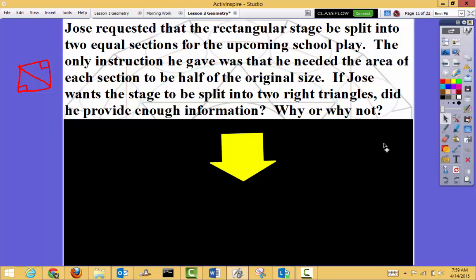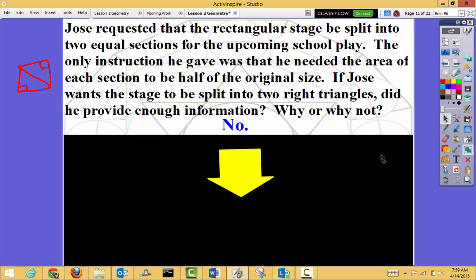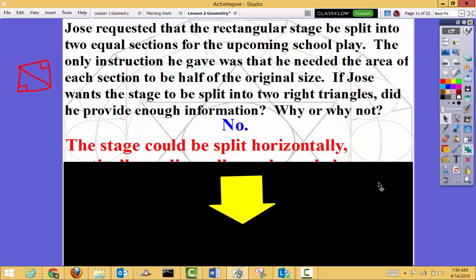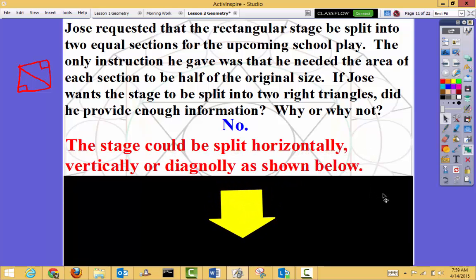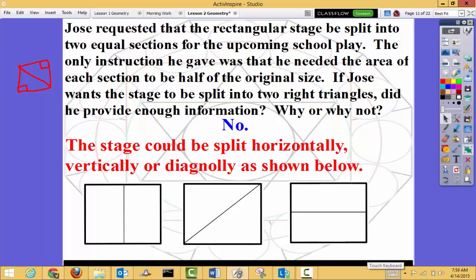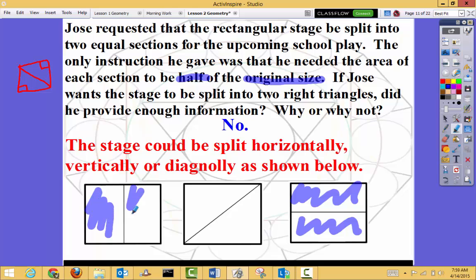Why or why not? Well, the answer is no, he didn't provide enough information. And why is that? Well, the stage could be split horizontally, vertically, or diagonally. All he's saying is he wants each section to be half of the original size. Well, here is half, and here is half, but that's not 2 right triangles. So we see there are 3 possibilities, but since Jose didn't say diagonally, he didn't give enough information.